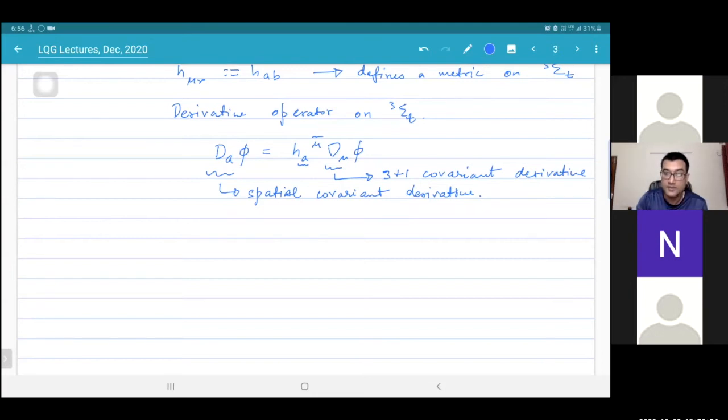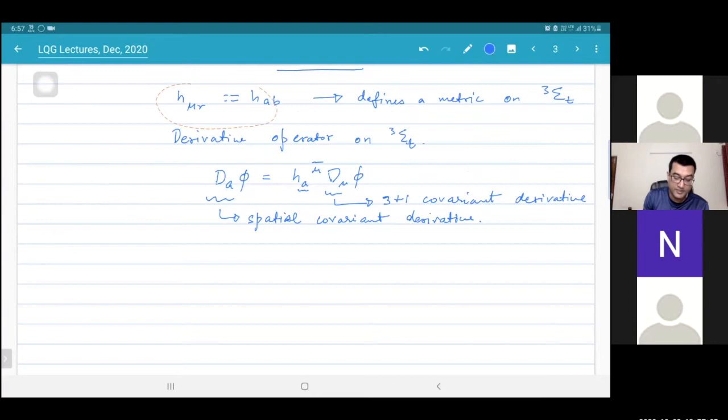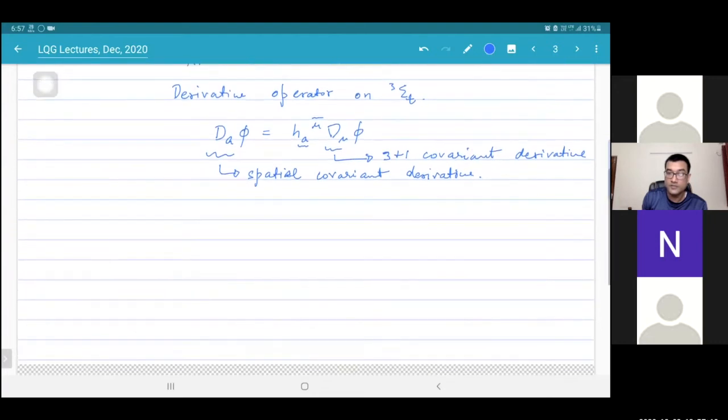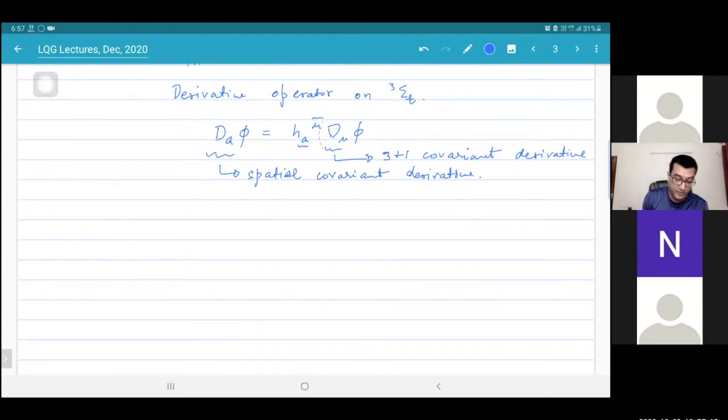It turns out that this is also the unique derivative compatible with the intrinsic metric. And of course, we are working here with the assumption that this covariant derivative is metric compatible with the full four-dimensional metric, and also that it is torsion-free. That torsion-free assumption is there in everything.